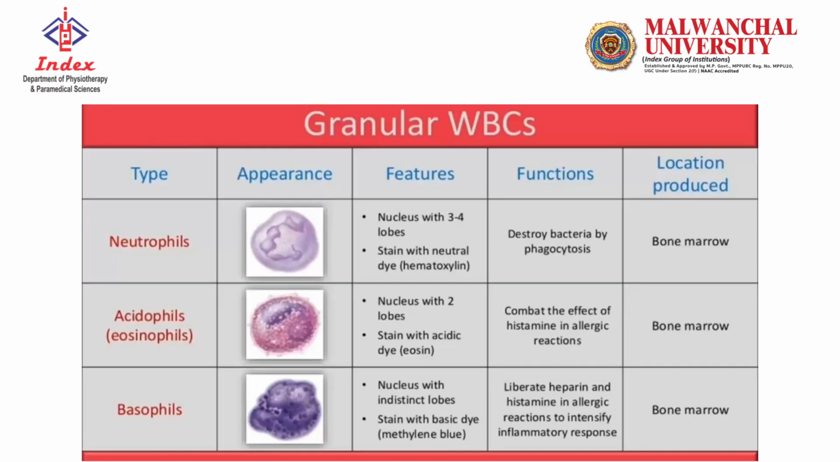Now we'll discuss basophil. Features: nucleus with indistinct lobes, irregular shaped nucleus, stained with basic dye methylene blue. Functions: liberate heparin and histamine in allergic reactions to intensify the inflammatory response. Location: produced in bone marrow.